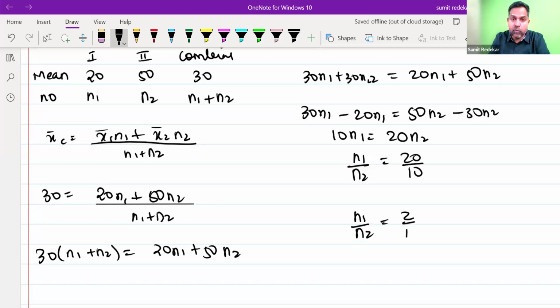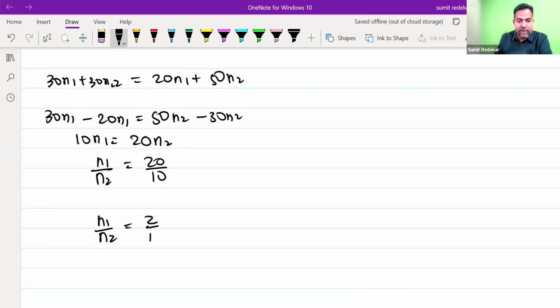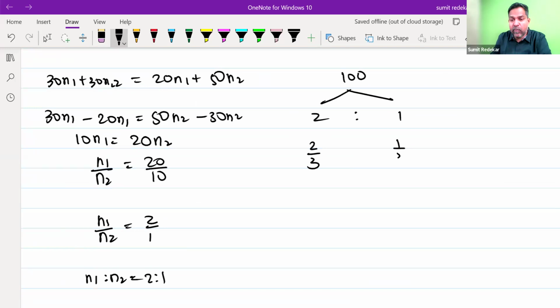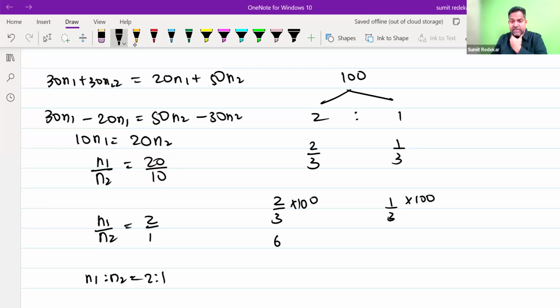But that is not what they wanted. What they wanted is this, but in percentage. Now, there are different ways of going about it. Can I say n1 and n2 are in the ratio of 2:1? So if you want to split 100% as 2:1, you will have to split it as 2/3 and 1/3. And because you are doing this out of 100, it is 2/3 of 100 and 1/3 of 100, which will become 2 into 100, divided by 3, and the answer is 66.6666. Now, 100 divided by 3 is 33.3333.